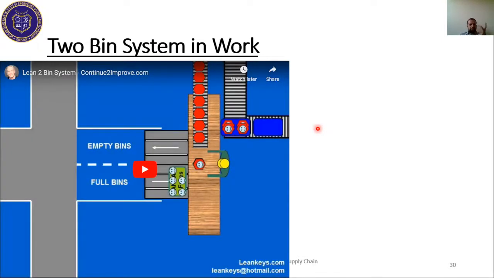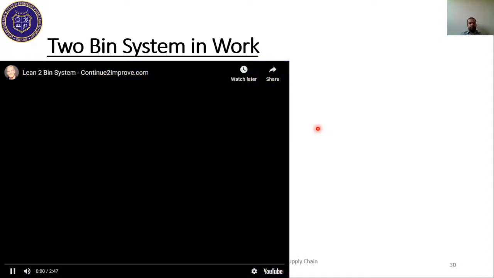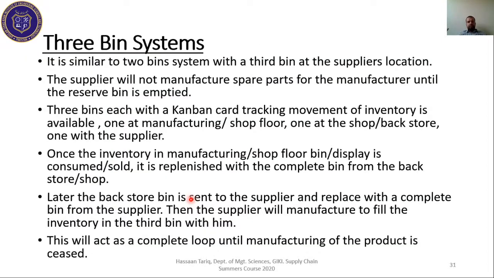All right, so just a quick thing, you have 2 bins, right? And basically once the first bin was finished, an order was generated with the supplier, right? And the supplier replenished that bin, sent it to your shop floor, and once the other bin was finished, it was replenished by the other bin that was already with the supplier. So similarly, a 3-bin system has 1 more bin added.